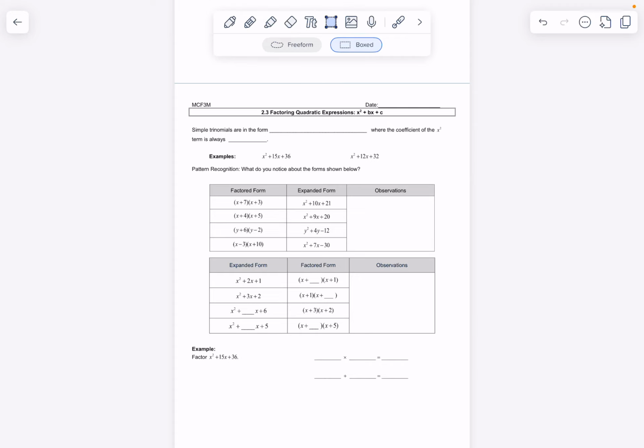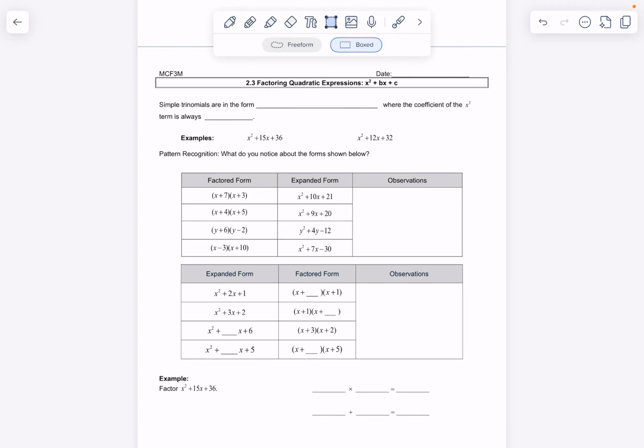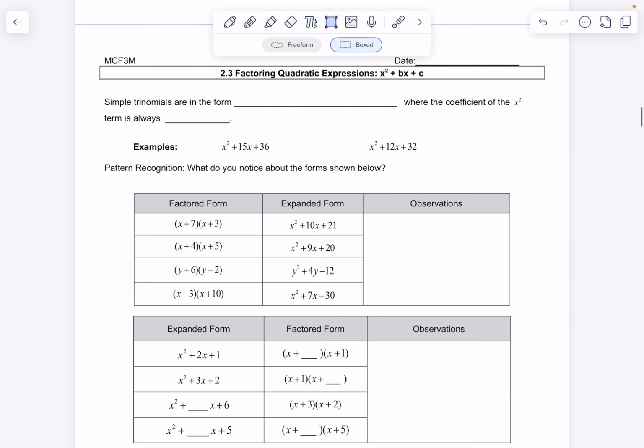All right, so today we're working on factoring quadratic expressions, specifically simple trinomials or simple quadratic expressions. How do you know if you're dealing with a simple trinomial or a simple quadratic expression? Well, that's when the a value, when written in standard form, has a value of 1. So the coefficient of the x squared term is always 1. You can see in these examples written right below, here's a 1 and here, 1.